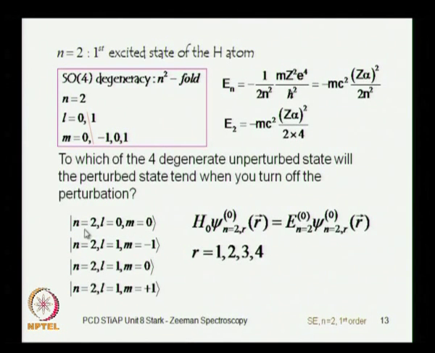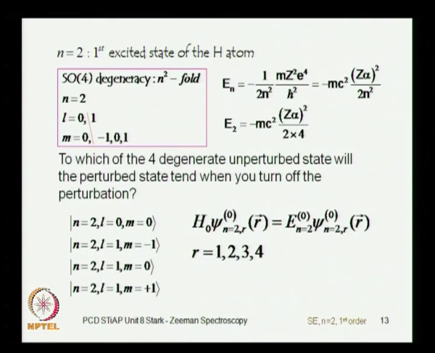These 4 states are written out over here. So, for n equal to 2 you have 1 coming from L equal to 0, which is the 2s, and 3 coming from L equal to 1, which are the 2p states, with m equal to -1, 0 and +1. So, these are the 4 states, and all of those 4 states, for r going from 1 to 4, belong to the same eigenvalue, which is the unperturbed eigenstate corresponding to n equal to 2.